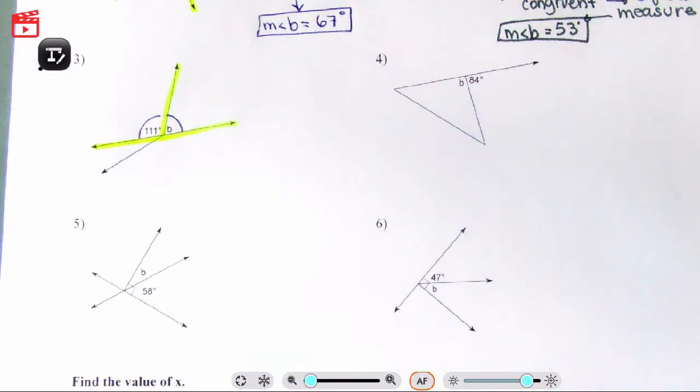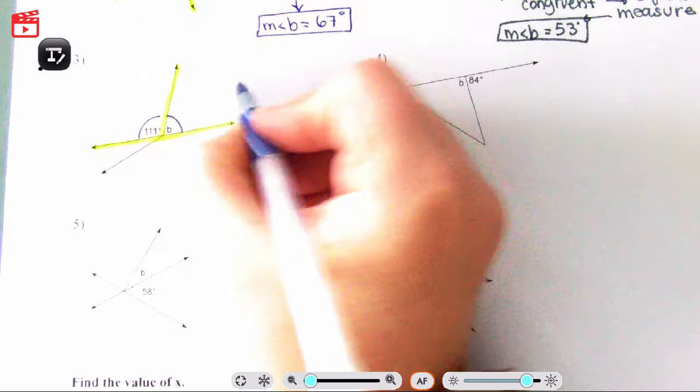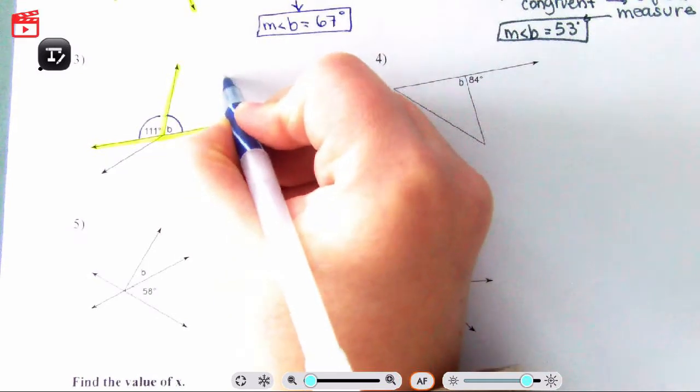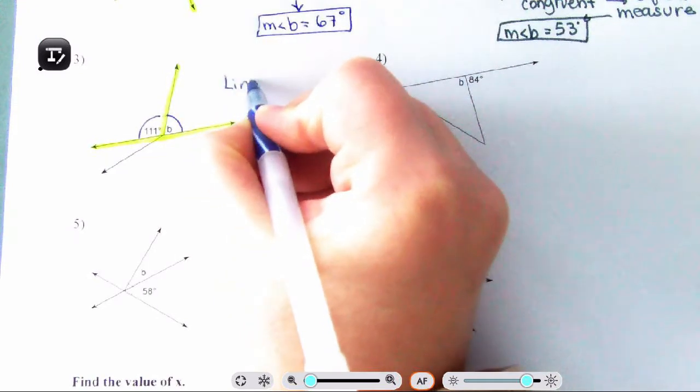Here's the thing, you can assign two names to these two angles. You can say that they're a linear pair, or you can say supplementary. In my class, we will always say that these two angles, because they are a pair, and a pair means two angles on a line, are a linear pair. So what do we have? Linear pair.